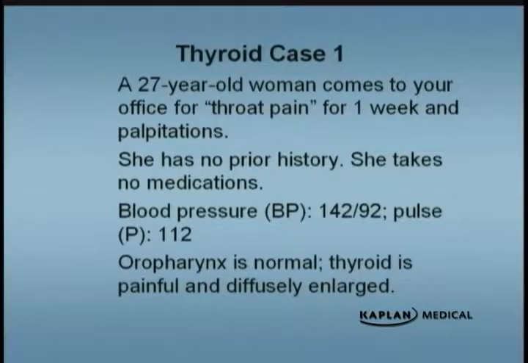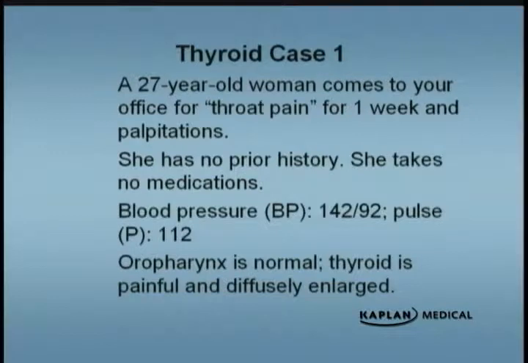Having said all these things about the thyroid, I want to go over a couple of cases with you to make sure that everybody understands what we've talked about. So thyroid case number 1, a 27-year-old woman comes to your office for throat pain for 1 week and palpitations. So she's got throat pain and 1 week of palpitations.